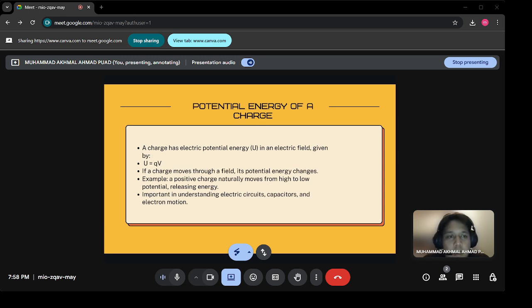The next one is potential energy of a charge. A charge has electric potential energy U in an electric field given by U = QV. If a charge moves through the field, its potential energy changes. Example, a positive charge naturally moves from high to low potential, releasing energy. Important in understanding electric circuits, capacitors, and electron motion.